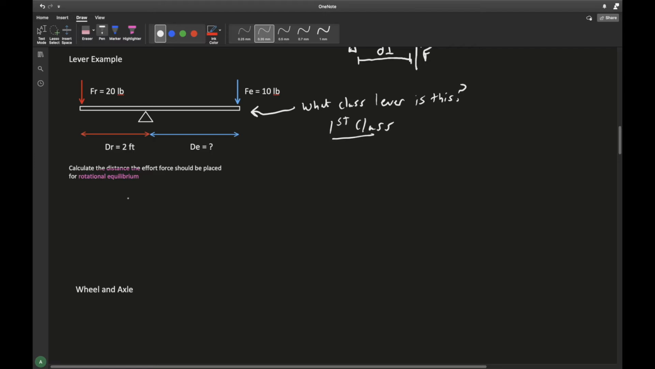So it looks like this. You take your resistance distance and your resistance force and you multiply them together, like so. Then you can take your effort force and multiply it by your effort distance. And this will sum our moments up and equal them.